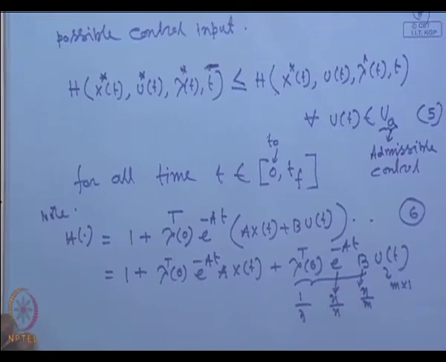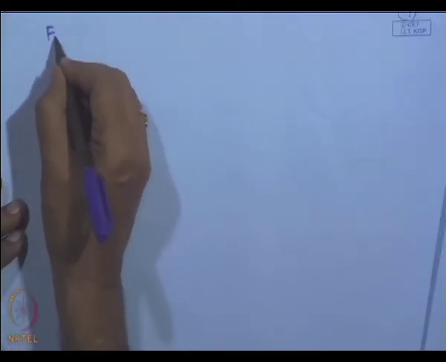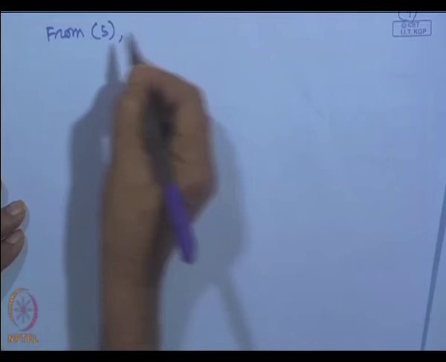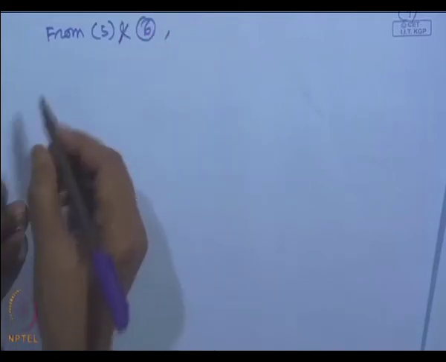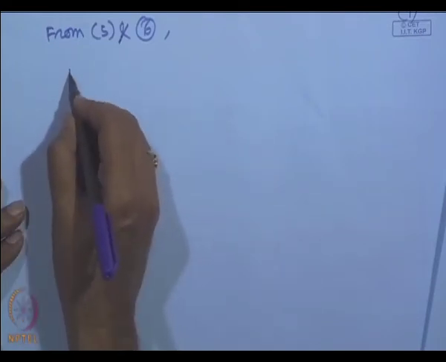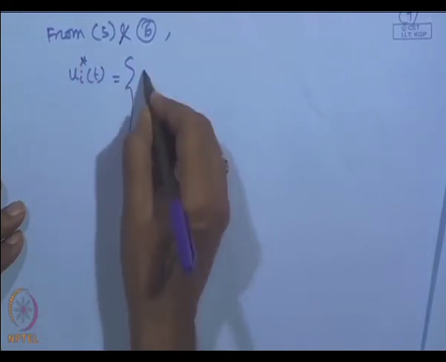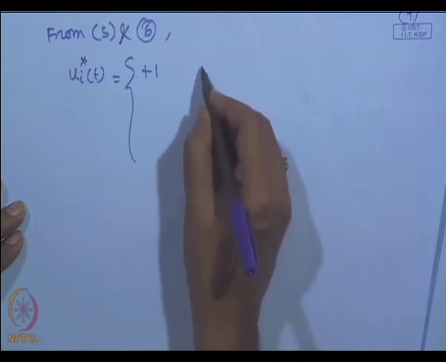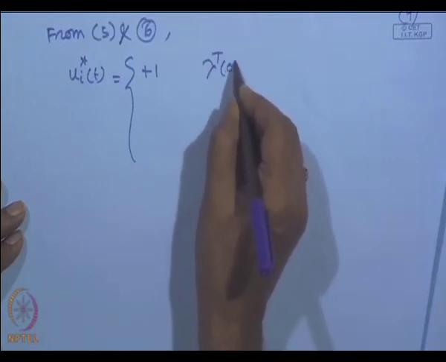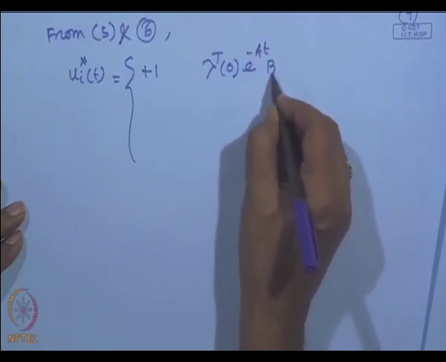Agree? So, now from 5 and 6 I can write that this will be minimum. From 5 and 6, we can write each component of u: u i of t star is equal to plus 1 when lambda transpose of 0 e to the power of minus A t B i.